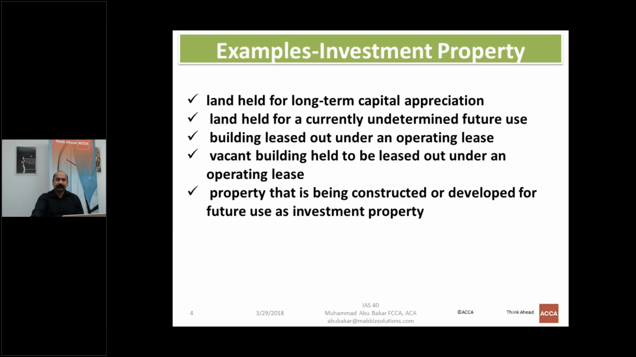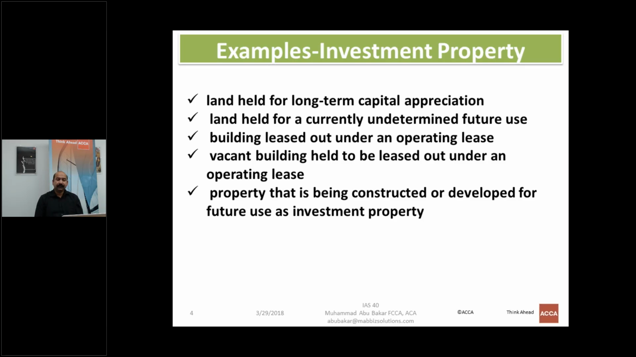These are the examples of investment properties. First, land held for long-term capital appreciation. Second, land held for a currently undetermined future use. You have a land, but so far you have not decided about its use. So the standard says you will classify such land as investment property.